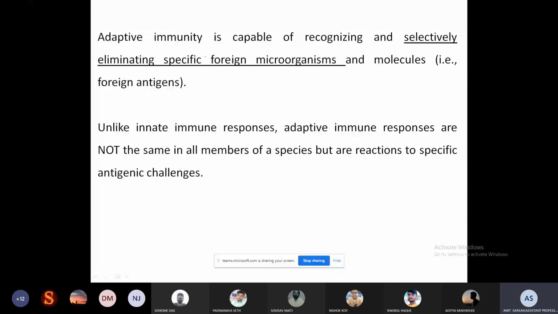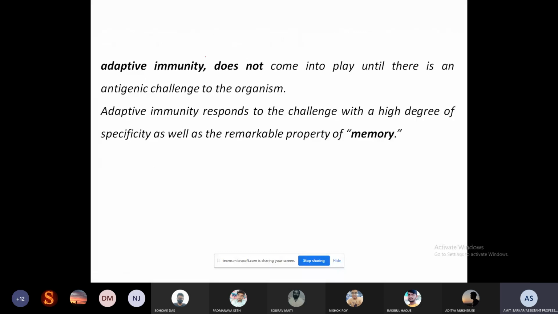Maybe you have been exposed to that microorganism before, so you have adaptive immunity protection against it, but I do not have that. So even though you and I are both human beings, we are reacting differently against that specific antigenic challenge. And adaptive immunity does not come into play until there is an antigenic challenge to the organism. Unless you are exposed to an antigen, adaptive immunity has nothing to do.